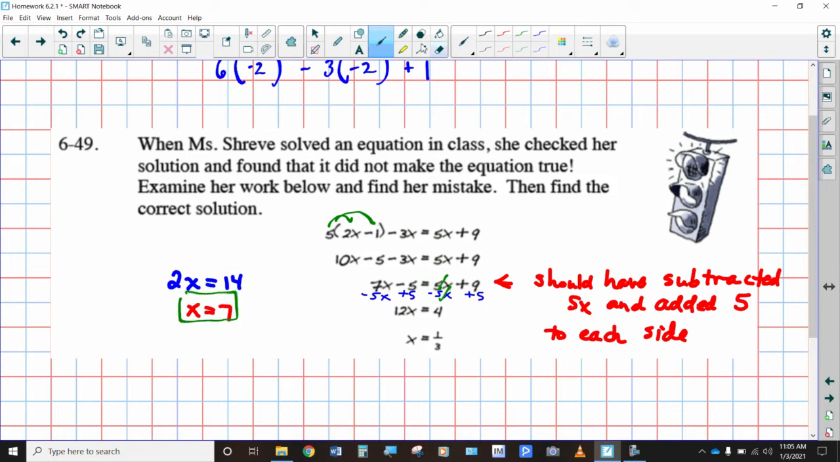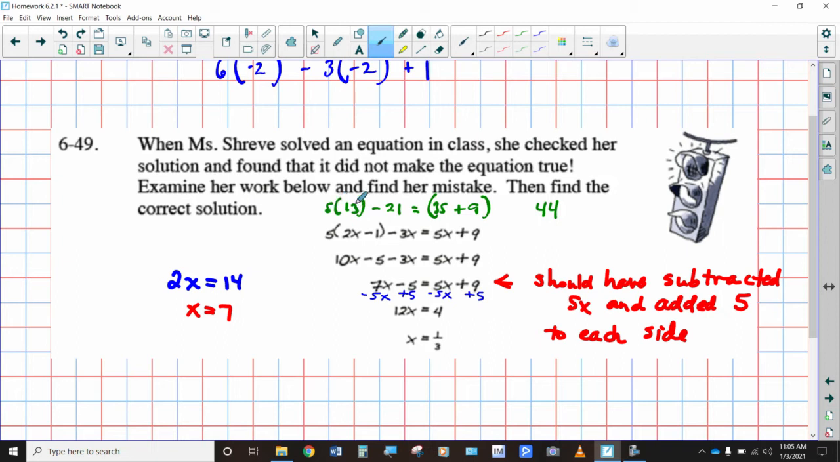So now let's double check that to make sure that is absolutely correct. If this is a 7, then this becomes 5 times 14 minus 1, which is 13. And then that's going to be a 7, so it's going to be 3 times 7 is 21. And here, 5 times 7 is 35 plus 9. So 35 plus 9 is going to be 44. So I better make sure that this is going to give me an answer of 44.